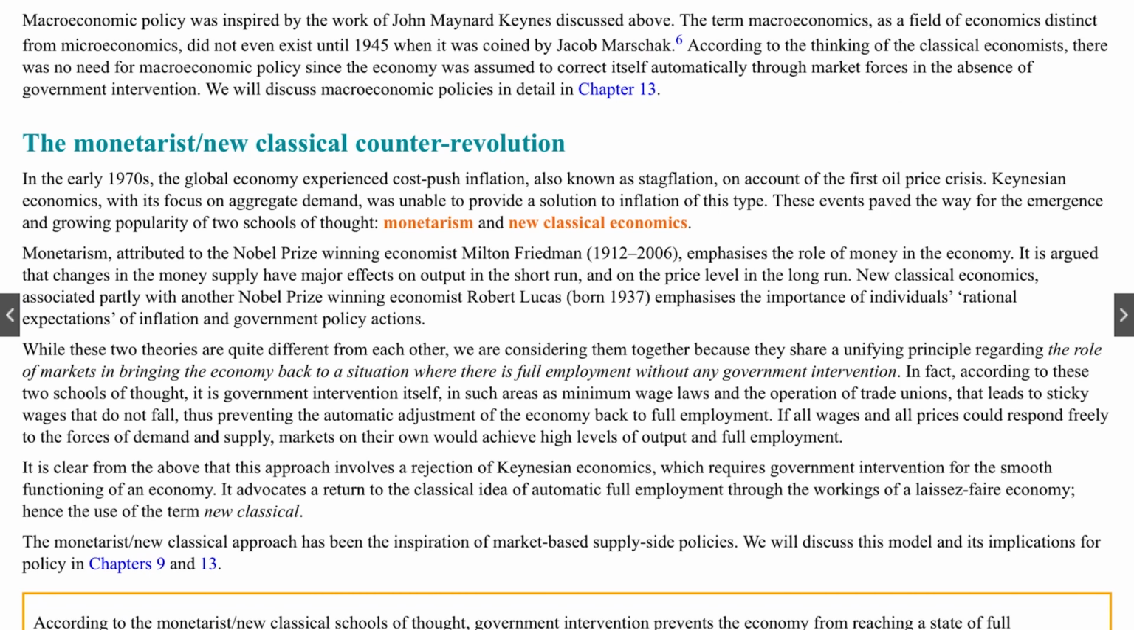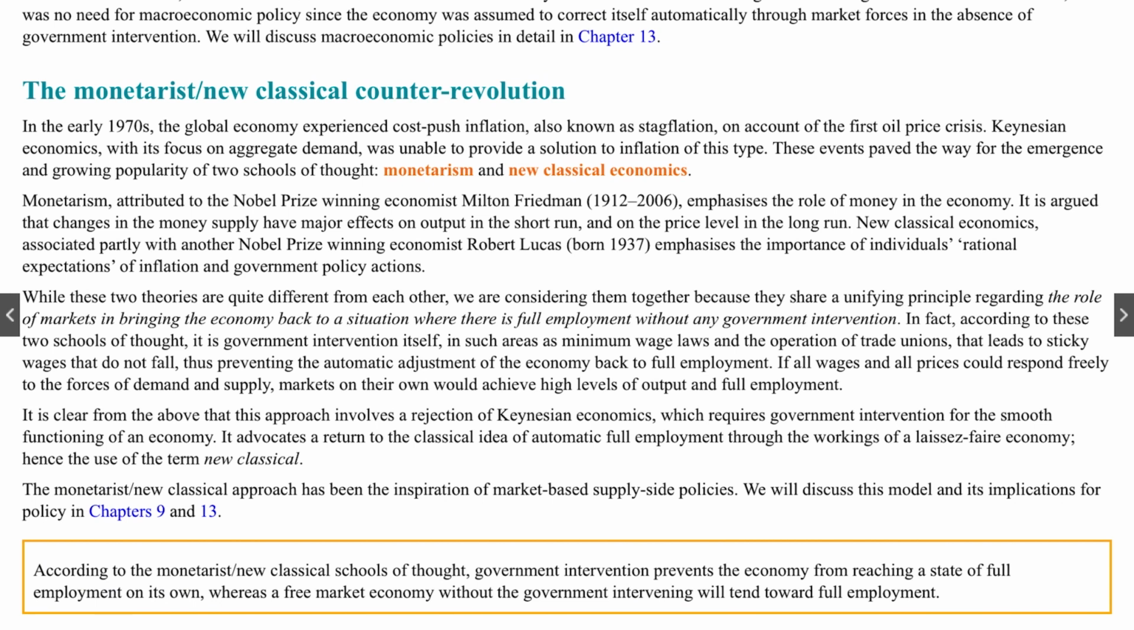So here we have the monetarist / new classical counter-revolution. Monetarism, the neoclassical economics, is based upon the classical economic theory school of thought. So we can say that according to monetarist neoclassical schools of thought, government intervention prevents the economy from reaching a state of full employment on its own, whereas a free market economy without the government intervening will tend toward full employment. So this is very, very much for free market economy.